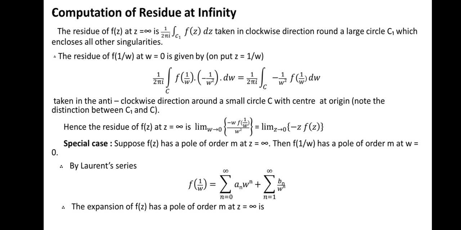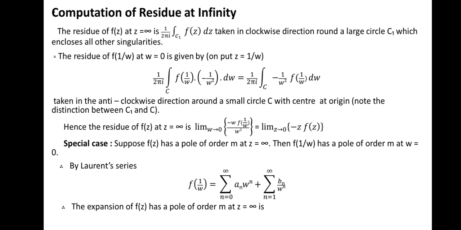Hence, the residue of f(z) at z equal to infinity is the limit as w tends to 0 of (minus w into f(1/w)) whole divided by w². So that is equal to the limit as z tends to 0 of minus z into f(z). Special case: suppose f(z) has a pole of order m at z equals infinity. Then f(1/w) has a pole of order m at w equals 0.